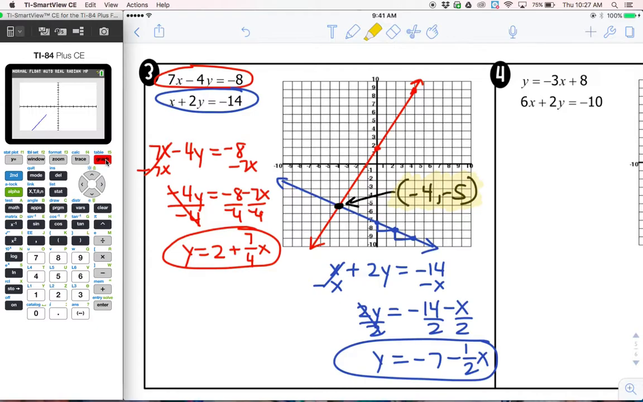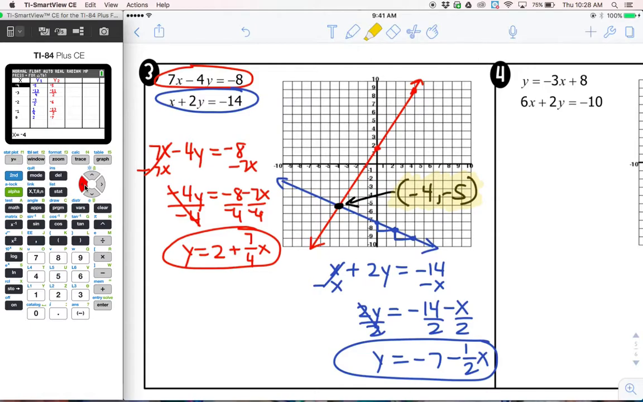So let's take a look. All right, looks like I graphed it pretty well. Okay, negative 4, negative 5. Let's check the table just to be sure. So second graph, we're looking for when x is negative 4. There we go, right? When x is negative 4, my y's are matching at negative 5. So negative 4, negative 5 is my answer.